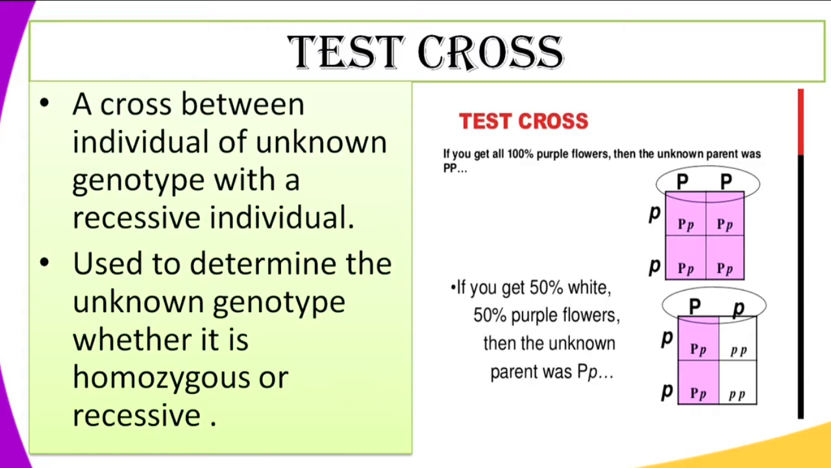Or if you get 50% white flowers and 50% purple flowers, then the unknown parent is supposed to be heterozygous. So in our illustration, it's still the same. We have the recessive allele. Then we want to know if the other parent was either heterozygous or homozygous. But if you match them up, you'll realize that if you get 50% and the other 50%, it means that the other parent was heterozygous.